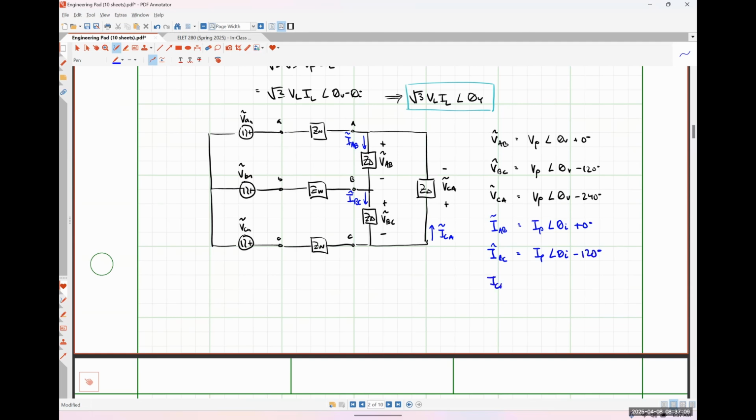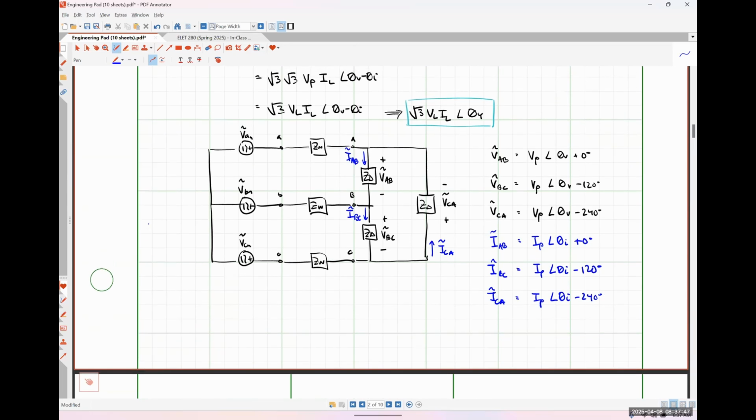And lastly, ICA is IP angle theta I minus 240 degrees, right? So we know that in a balanced three-phase system, even in a delta connection, our phase voltages will have the exact same magnitude as each other, but they will be shifted in phase by exactly 120 degrees. And we know that our phase currents, even in a delta connected system, will have the exact same magnitude. They will be shifted in phase from each other by 120 degrees.